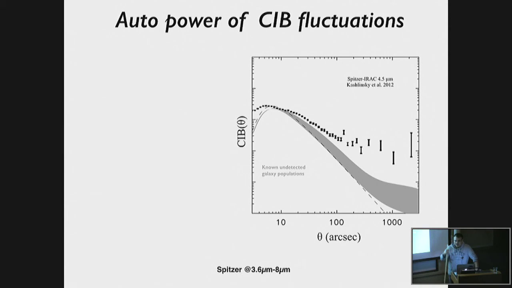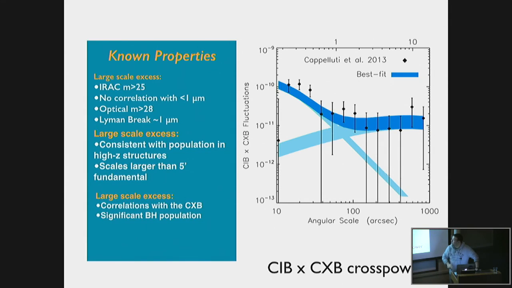And if this is the case, we expect a correlation between the IR signal and the X-ray, and we measured it. And this is the cross power between the cosmic infrared background and the X-ray background. Also here we have a hint of a large scale excess that is still consistent with a higher redshift population. This component is local, though. But here you see the large scale signal is very weak, and so we need to confirm these results and study especially this part here.